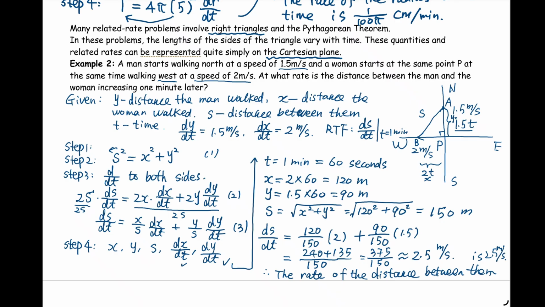So this is how you do a related rates question. Step 1, find all the given information. Step 2, connect the variables together. Step 3, do the derivative. And step 4, sub in the given information. Remember, it's important: you substitute the time only in the last step. In the middle, we just keep all the variables there. Okay.